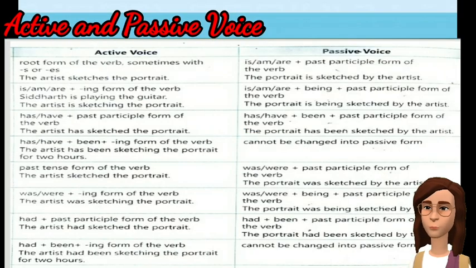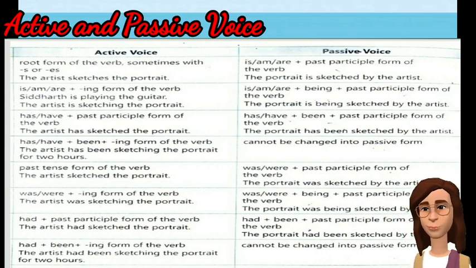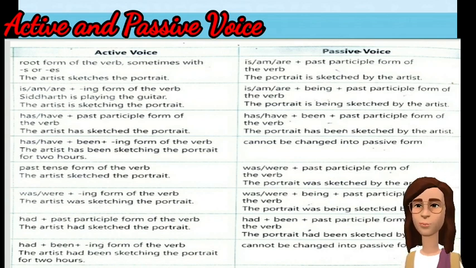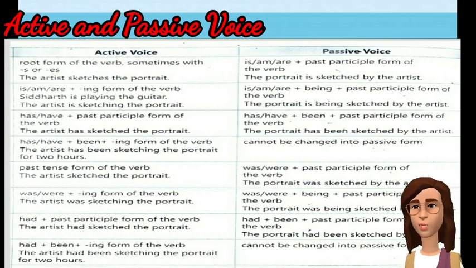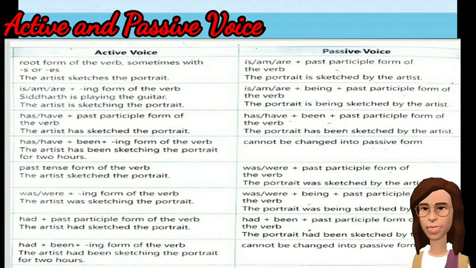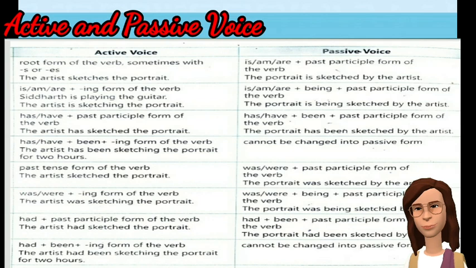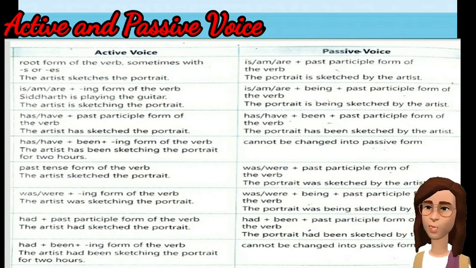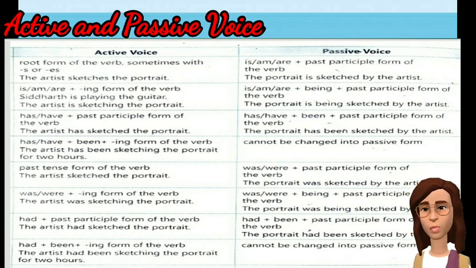Now, let's learn the rule of conversion from active to passive in various tense. Rule number 1. In all indefinite or simple tenses, it is very easy to change. We have to just change the place of object and subject and change the helping verb accordingly if needed. In passive voice, there must be verbs past participle form. Example. First, simple present. In active voice, we write the artist sketches the portrait. In passive voice, we write the portrait is sketched by artist.